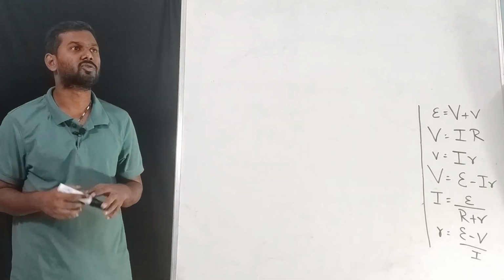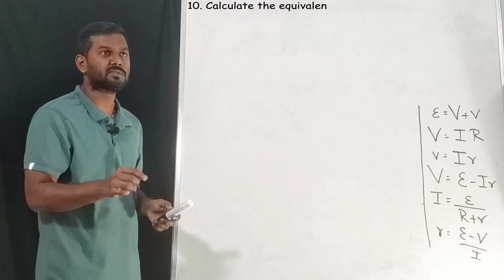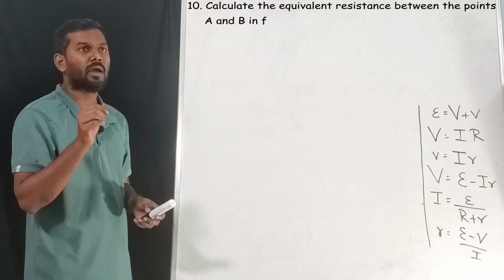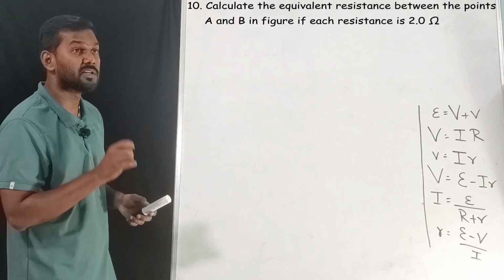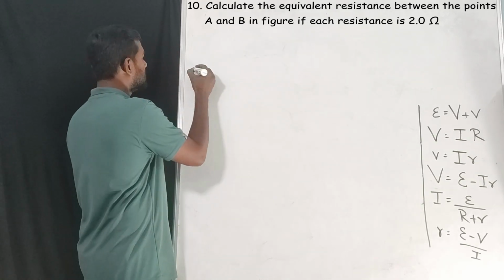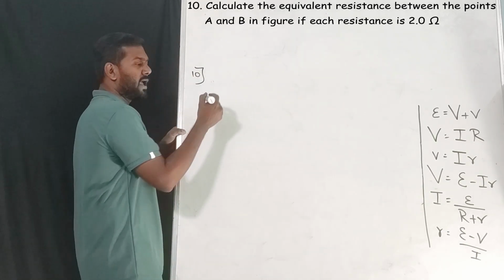That's it. Our next question: calculate the equivalent resistance between point A and point B in the figure if each resistance is 2 ohm. This is question number 10. So I'll draw the diagram.